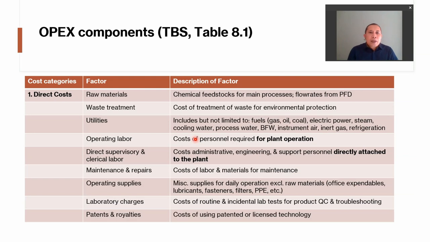Okay, so these are the direct cost components according to Turner's table 8.1, right? So we have raw materials, waste treatment, cost of treating waste generated by the plant, utilities. I'm sure you all have taken the utility systems class. So here, actually, utilities is one of the major components of OPEX in any chemical processing plants. Operating labor. So this would be costs associated with personnel required for plant operation, direct supervisory and clerical labor, maintenance and repair, and so on.